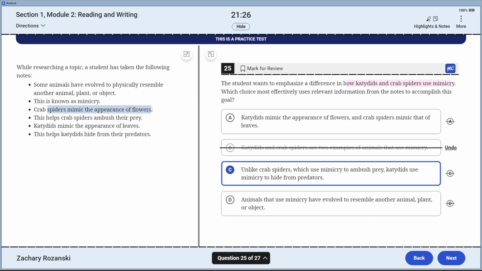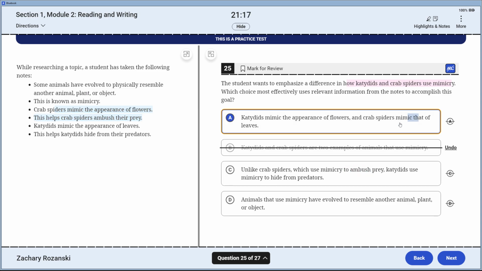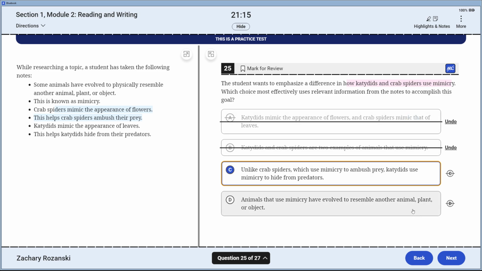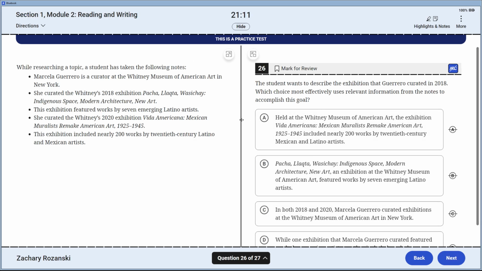Crab spider mimics crab spider. Here we go for this. This is the crab spider. Crab spiders ambush prey. They mimic leaves. So this is a liar. C is gorgeous. D does not explain a difference in how they use it. C is going to be the right answer for that one.